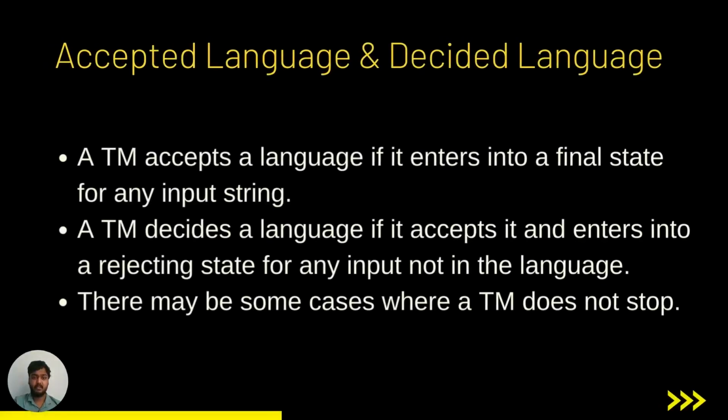Accepted language and decided language. A Turing machine accepts a language if it enters a final state for any input string W. A language is recursively enumerable, generated by type 0 grammar, if it is accepted by a Turing machine. A Turing machine decides a language if it accepts it and enters a rejecting state for any input not in the language. A language is recursive if it is decided by a Turing machine.